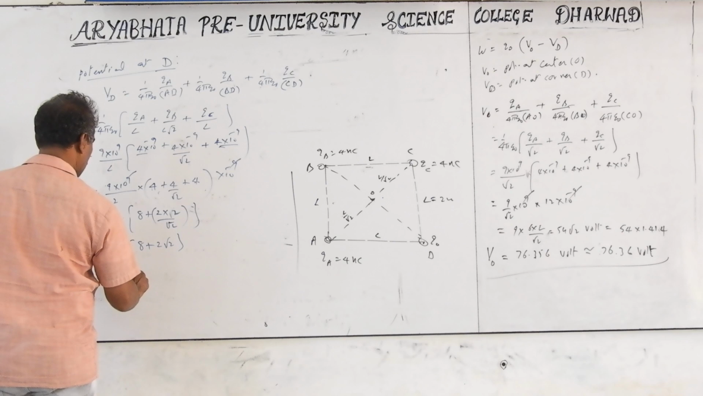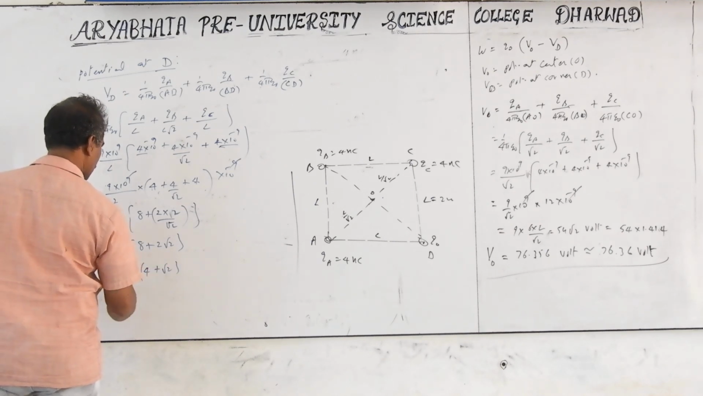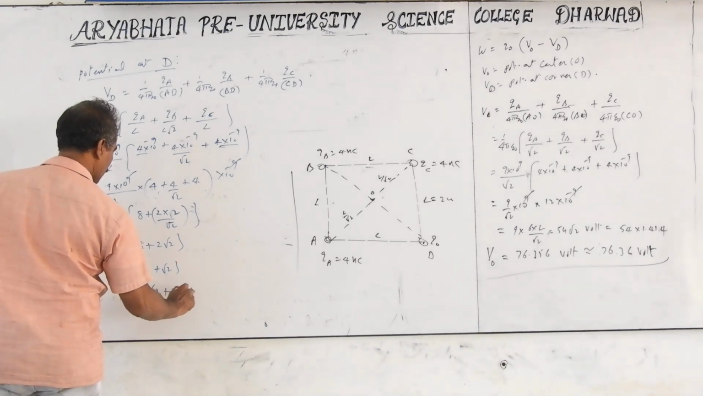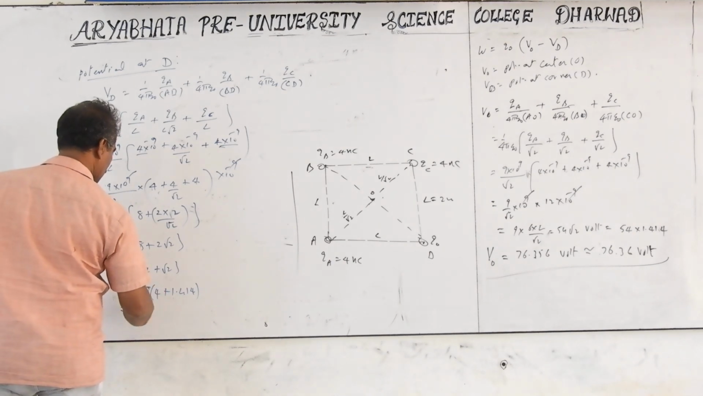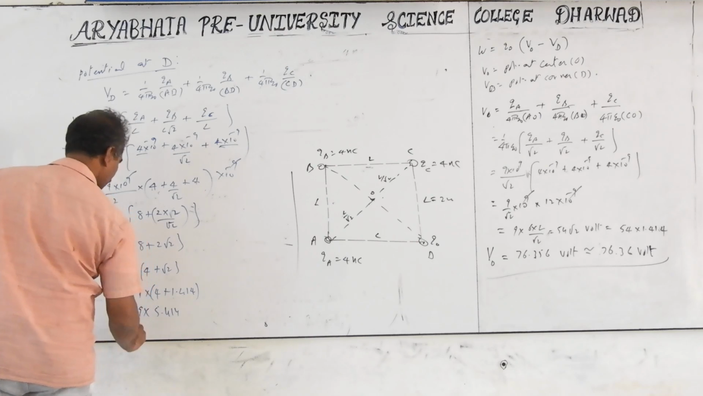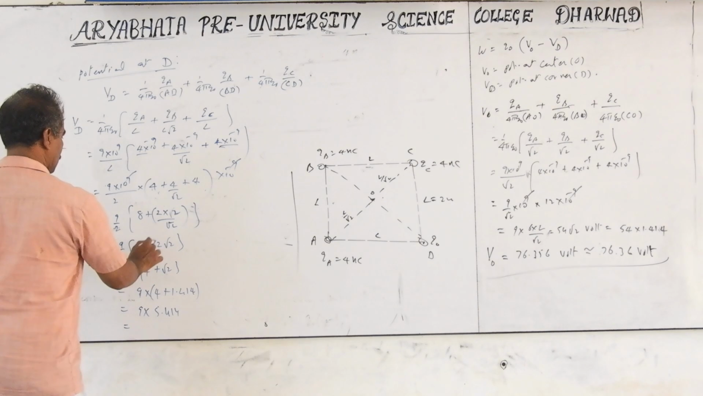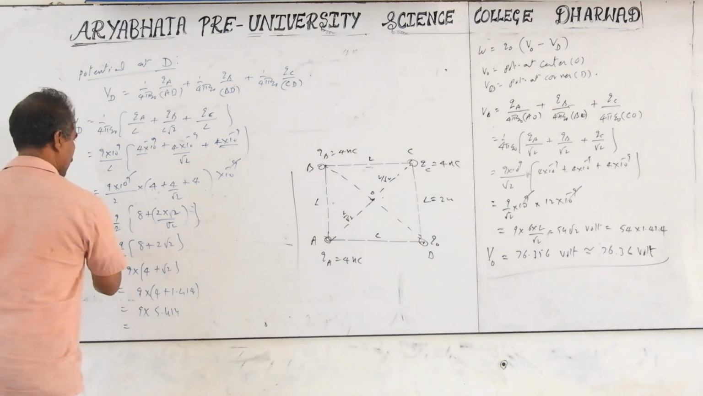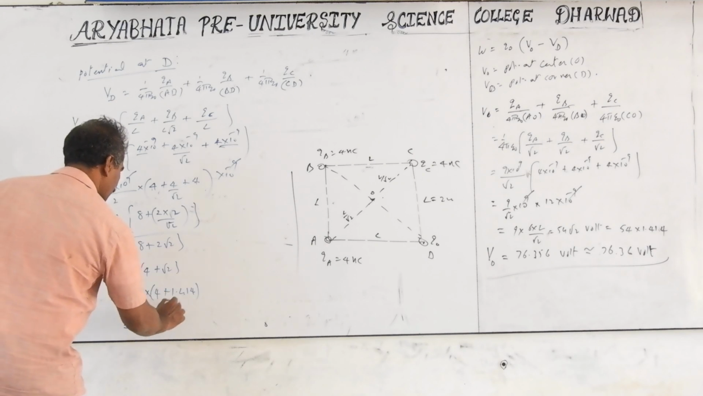Which is going to be 9 into 4 plus root 2, which is 9 into 4 plus 1.41, that is 5.414 into 9.